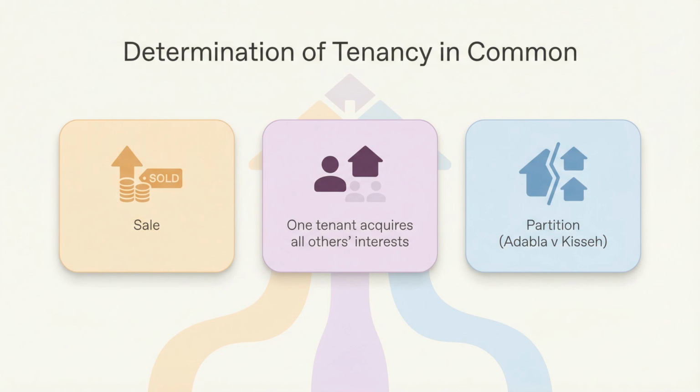Tenancy in common can end in several straightforward ways. It can be determined by sale, as interests transfer away. It can end if one tenant acquires the interests of all the others, consolidating ownership. And it can be determined by partition, which converts shared ownership into separate ownership of distinct portions.